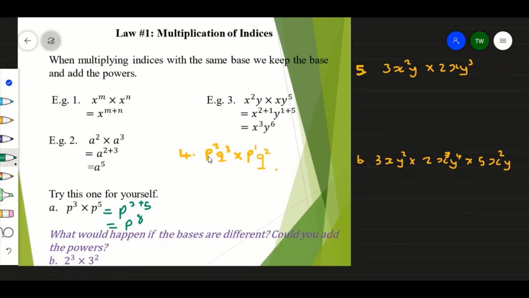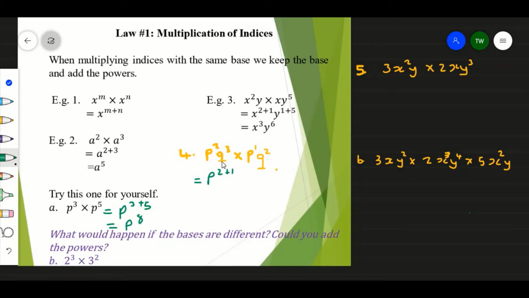Alright, let's look at example number 4. We have p squared q to the third power times p to the first power times q to the second power. Now let's focus on the p first. We're going to keep our p and we're simply going to add the powers, so it's going to be 2 plus 1.